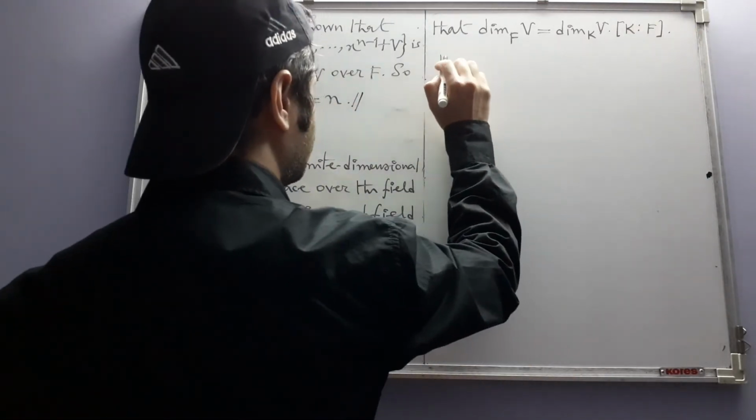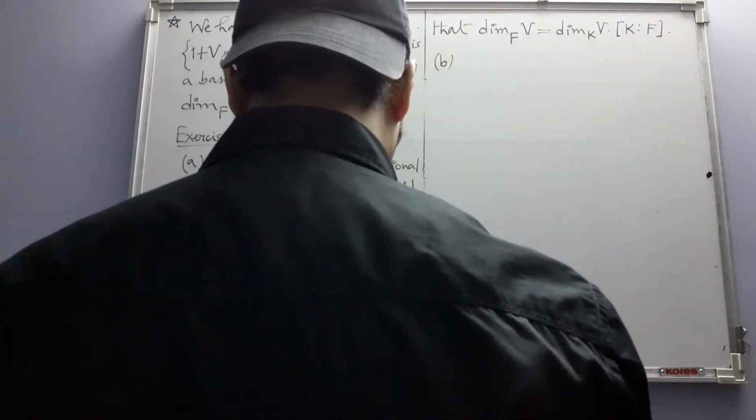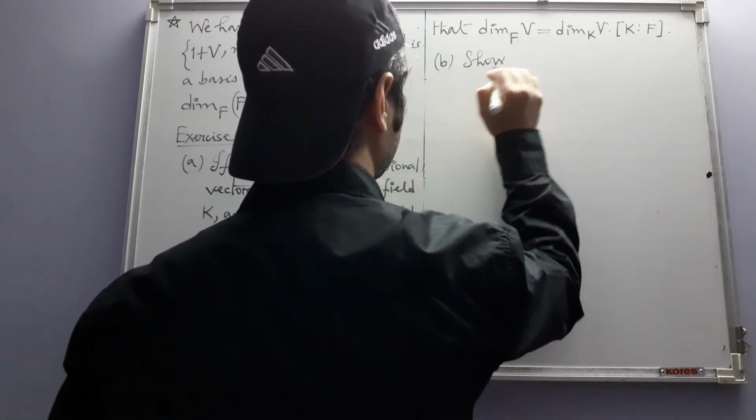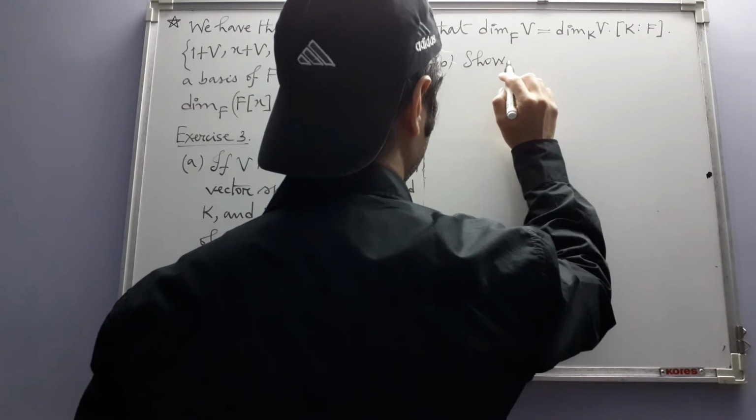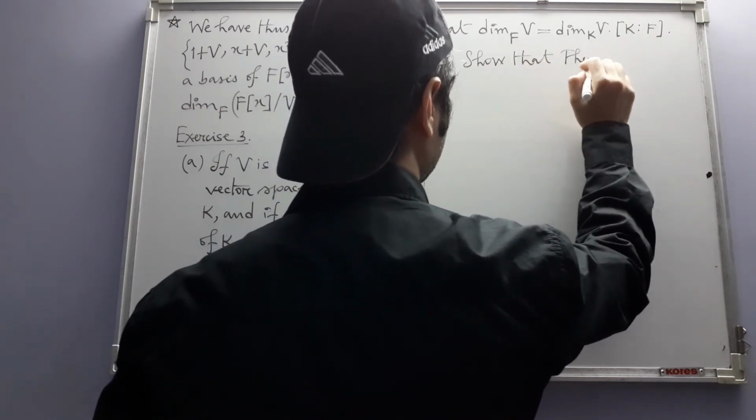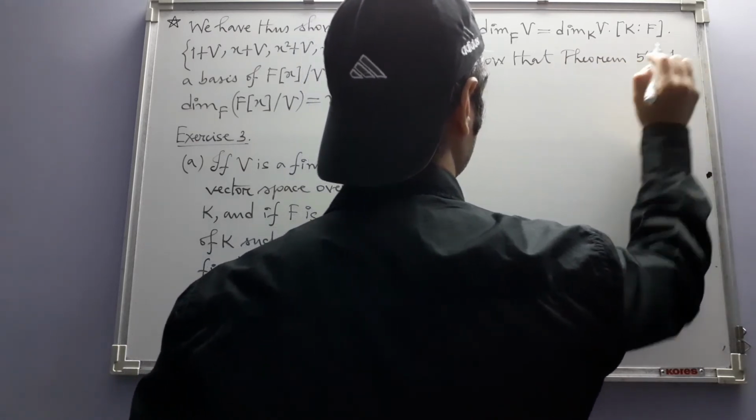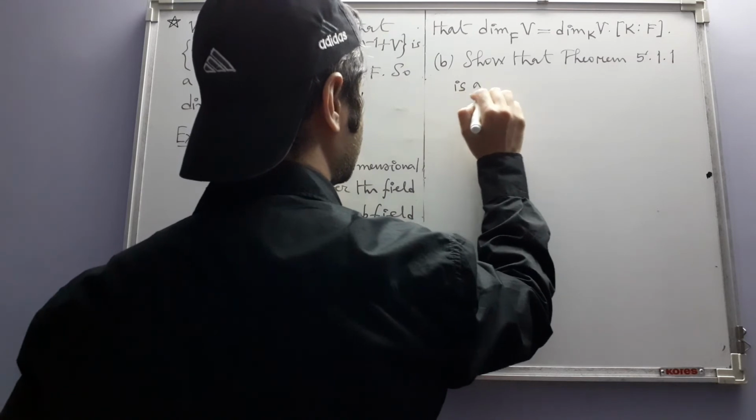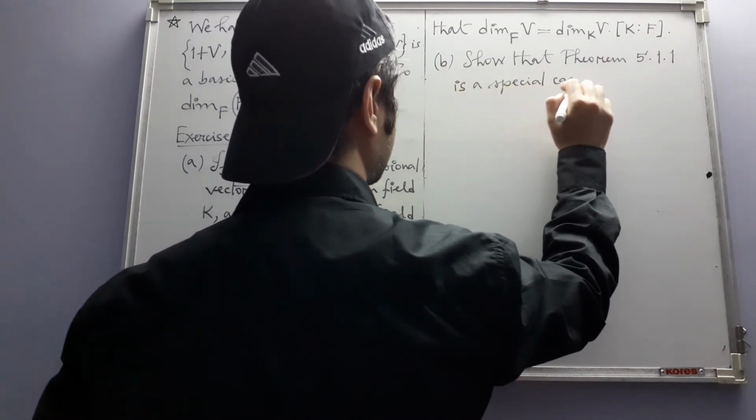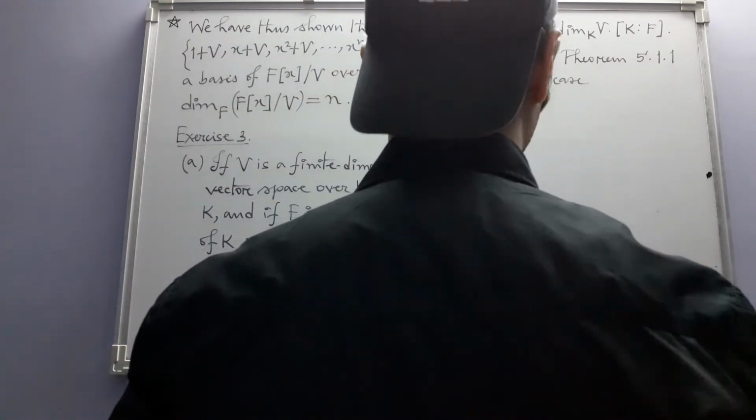And in part B, show that Theorem 5.11, our first result in this chapter, is a special case of the result of part A.